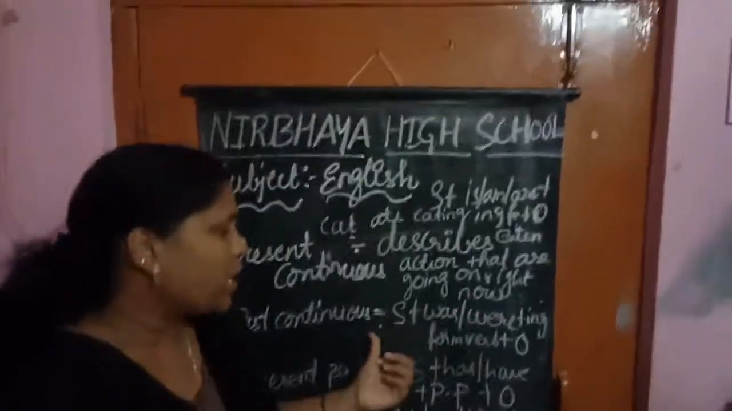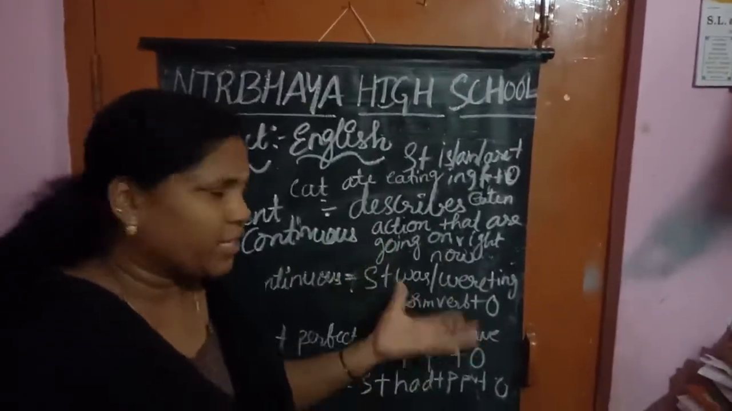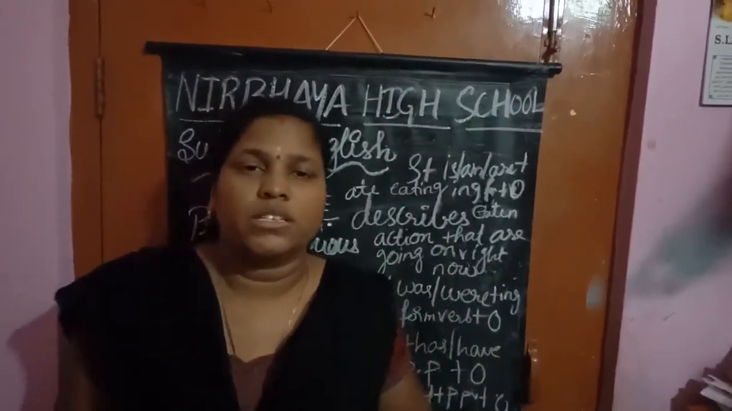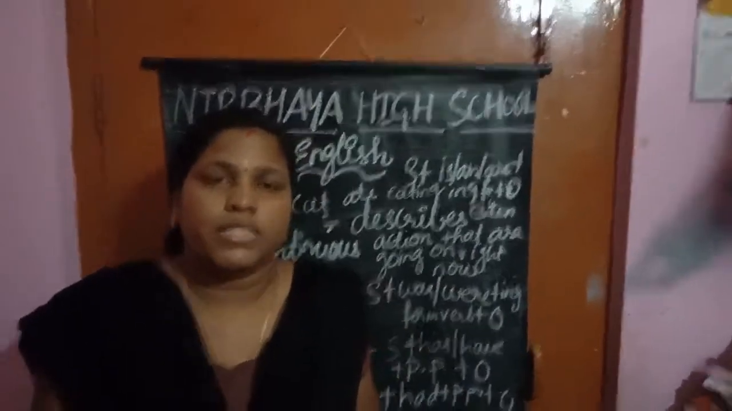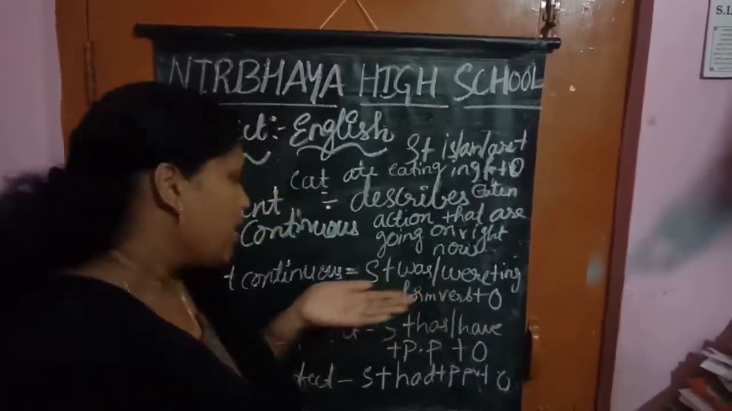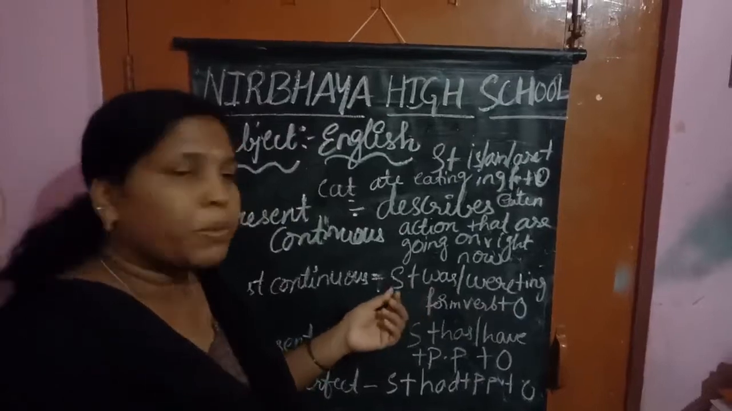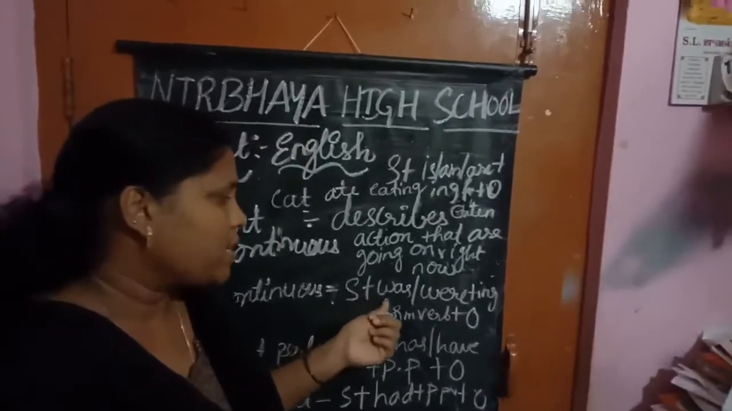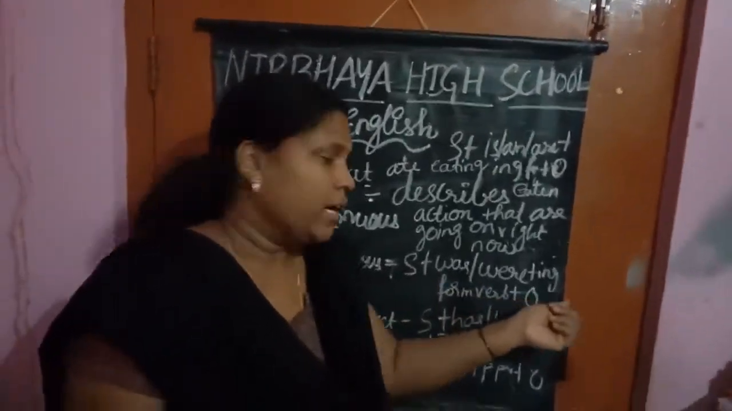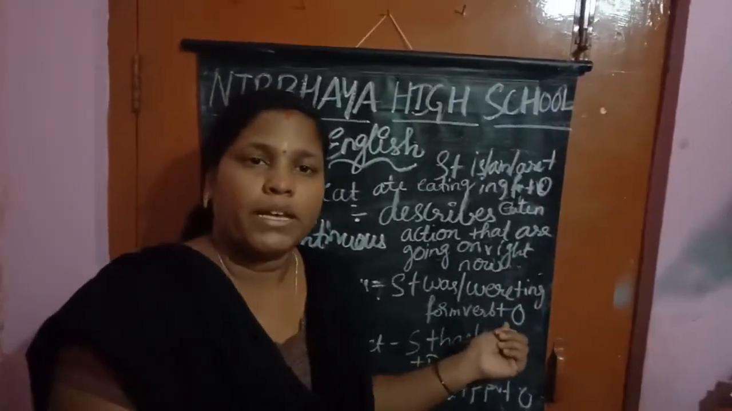What is the past continuous? It describes an action which was done at this time. What is the rule, children? Subject plus was or were plus the ing form of verb plus object.